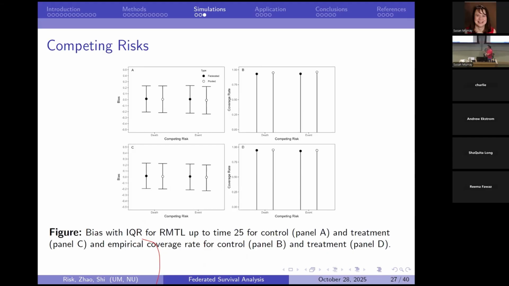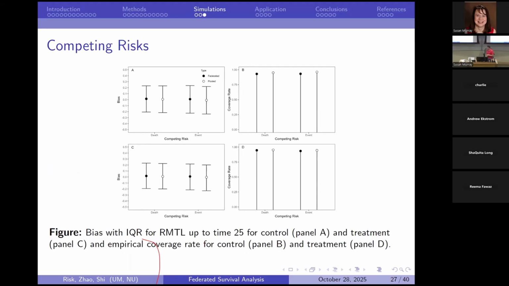This is actually for restricted mean time loss in the competing risk case. And you can see I've separated this out into restricted mean time loss due to death. And since this is simulated data, restricted mean time loss for your choice of events. So that could be infection, or it could be cancer, or something like that.